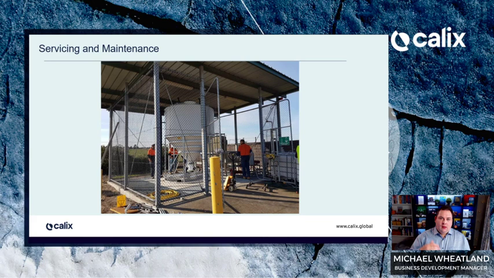Calix also provides a service and maintenance provision. If your operators don't want to get involved in the routine maintenance of these units, our transportation guys are all trained in how to service and monitor these systems. So every time they deliver, if we've got the service agreement in place, we can check out all the pumps and make sure they're all working. We can do the annual servicing on the pumps that are required and even, you know, the clean out of tanks every year or two if we need to.